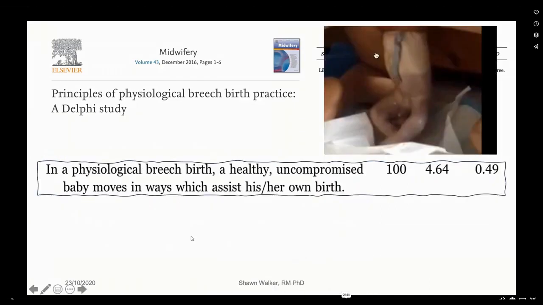In the physiological breech birth, a healthy uncompromised baby moves in ways which assist his or her own birth. So the baby is expected to move, as I told you, in the direction of rotation to bring the sacrum anterior and then flex the body. The legs will be delivered by gravity, so they will be in the extension position. And then he will have a small jump, a flexion action, to assist his delivery.